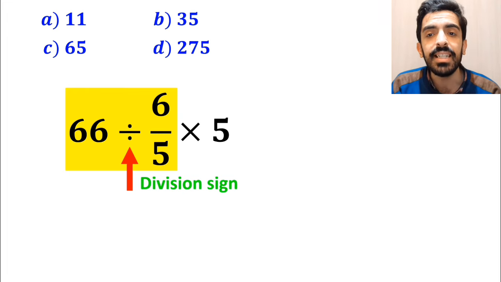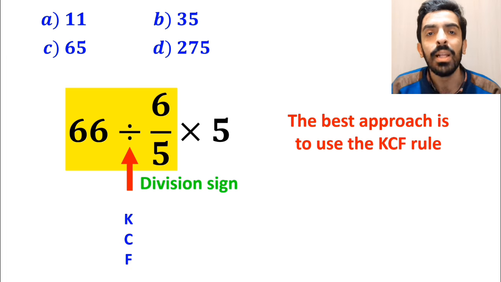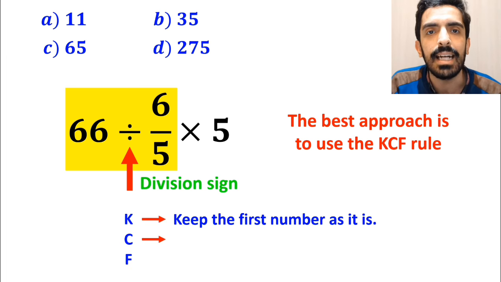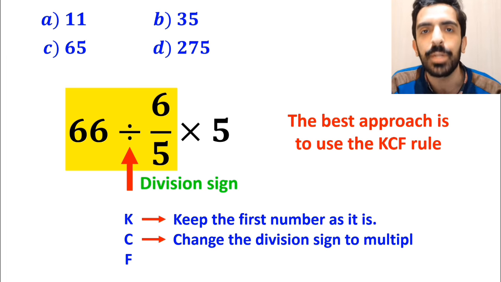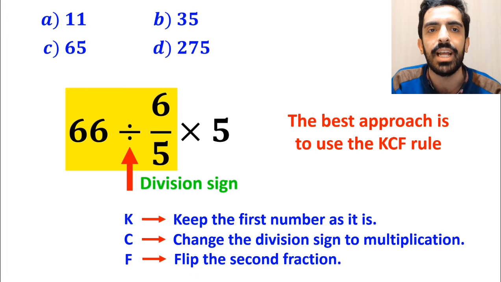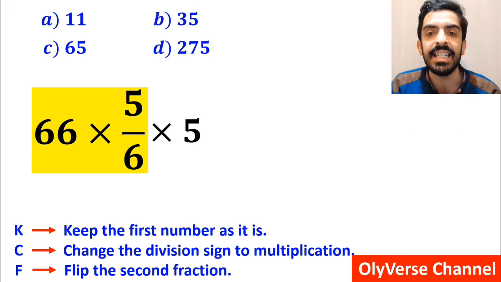Okay, whenever we see a division sign between two terms, the best approach is to use the KCF rule. In this rule, K stands for keep the first number as it is. C stands for change the division sign to multiplication. And F stands for flip the second fraction. So, we remove the highlighted part and replace it with 66 multiplied by 5 over 6.